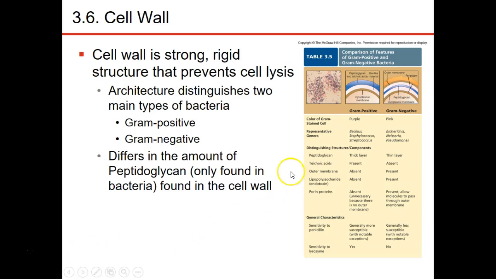There are a lot of other differences between gram-positive and gram-negative cells, and you can see them here. Thick versus thin layer, teichoic acid present or absent. Gram-negatives don't have the thick peptidoglycan, so they have an outer plasma membrane, so they have two plasma membranes. They also have a lipopolysaccharide found within their outer plasma membrane. We'll talk about some of these in future sections, okay?